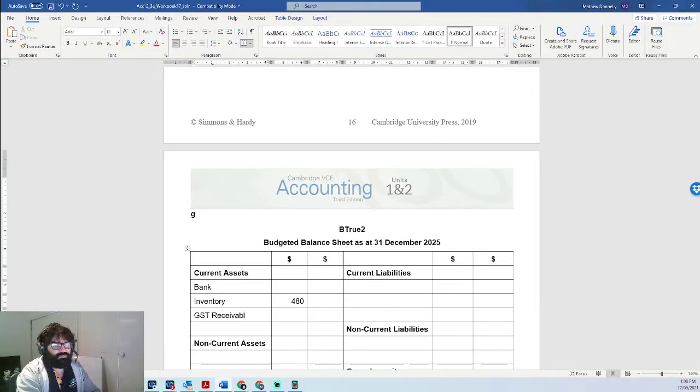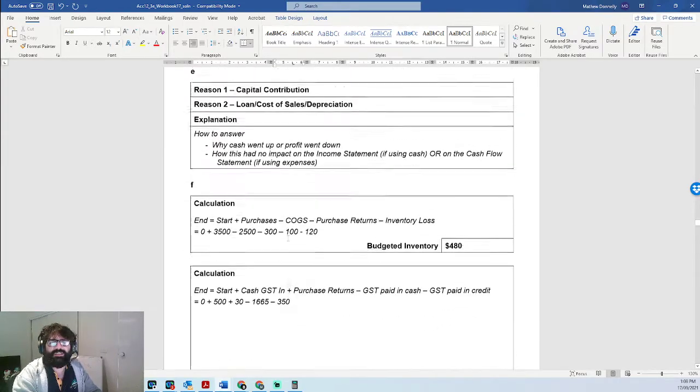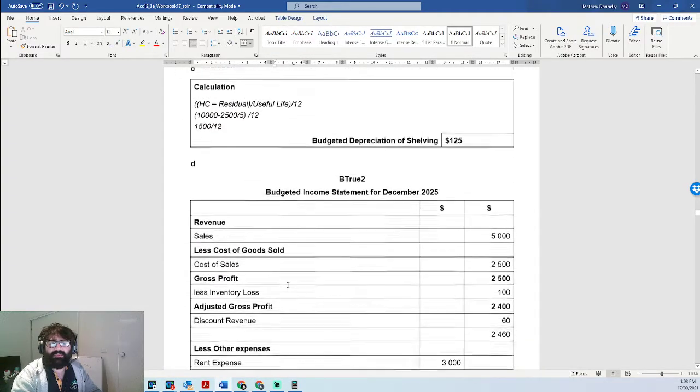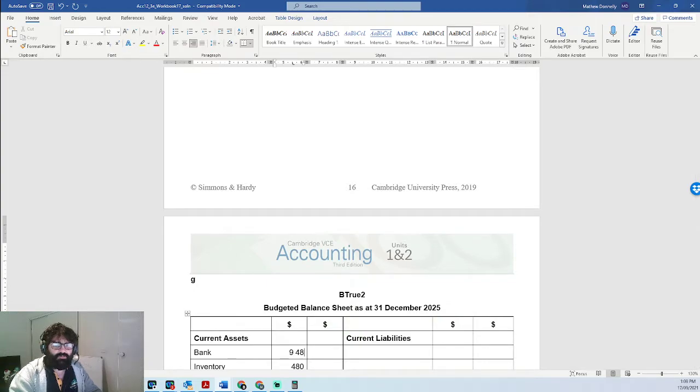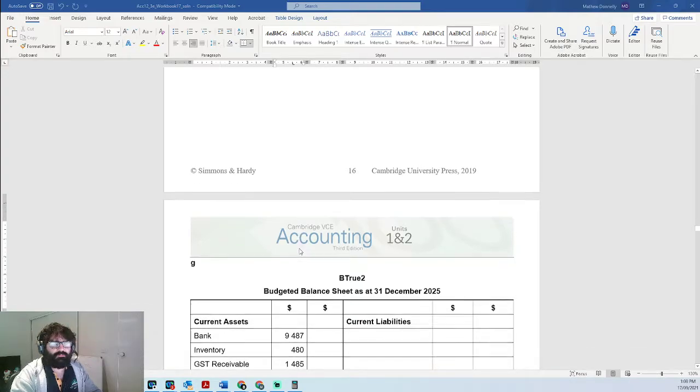GST receivable 1485. Now we just need our bank. And our bank was 9487. We get that from the accounts payable. All right.